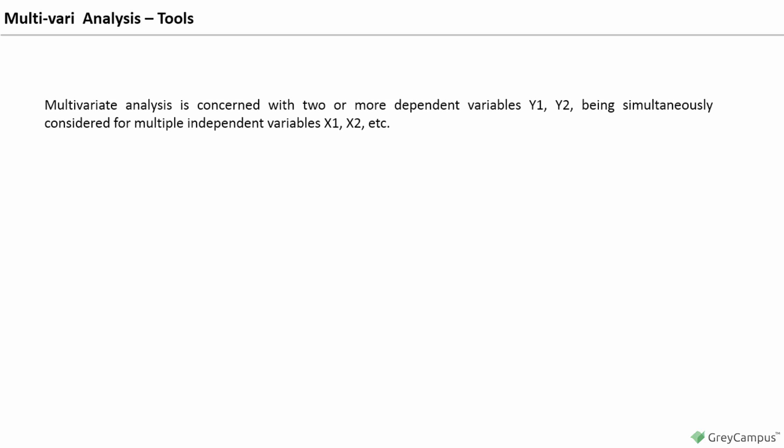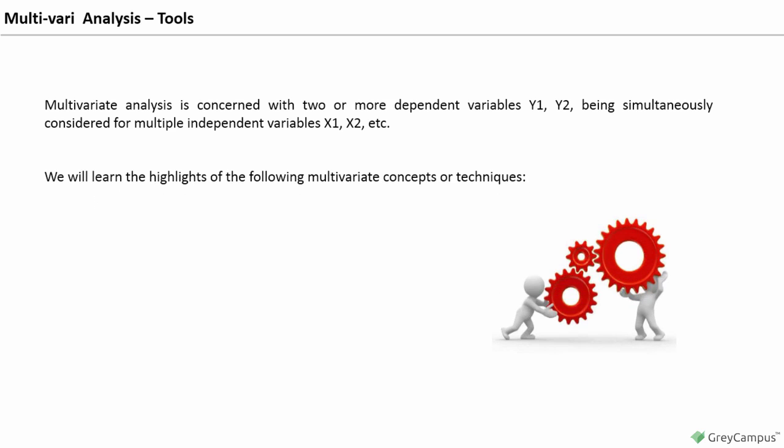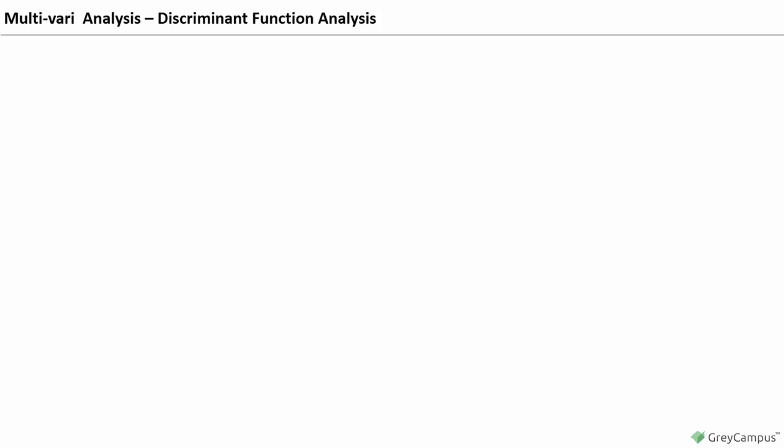Multivariate analysis has found wide usage in the social sciences, psychology, or educational fields. Applications for multivariate analysis can also be found in the engineering, technology, and scientific disciplines. We will learn the highlights of the following multivariate concepts or techniques. Discriminant function analysis.